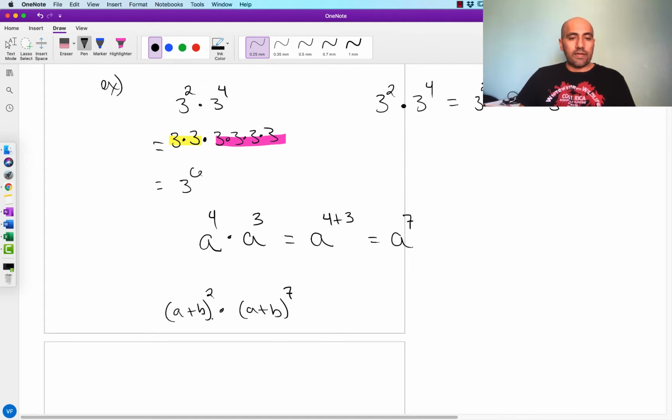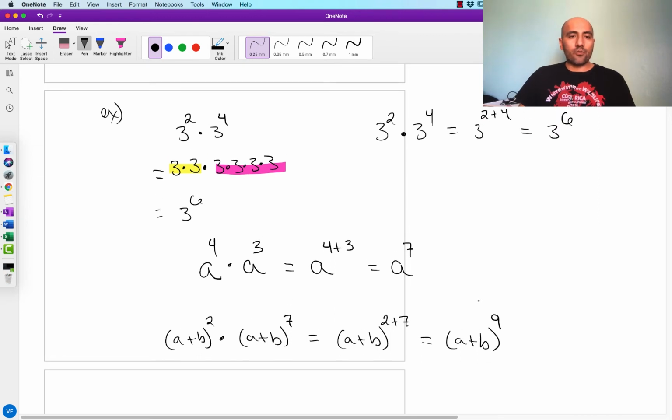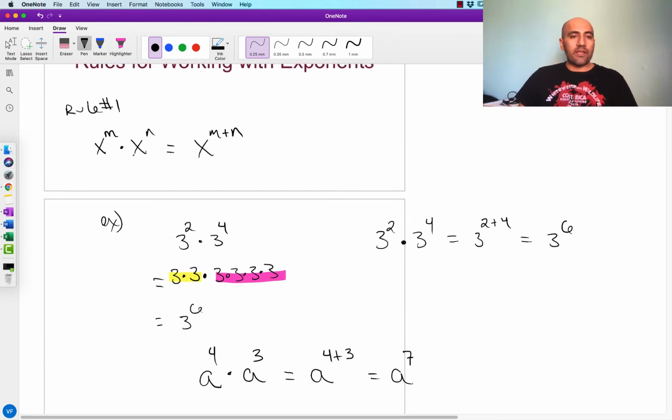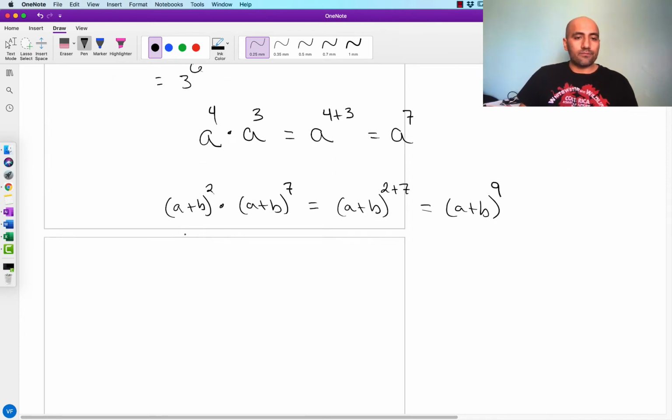Right. So now here again we have something being raised to the power of 2, something being raised to the power of 7. These two things are identical. So this is an exponential times another exponential. This is equivalent to (a plus b) to the power of 2 plus 7, which then equals (a plus b) to the power of 9. Good? Okay, so that's the first rule. Two exponential numbers with the same base, we add the exponents. All right, rule number 2.